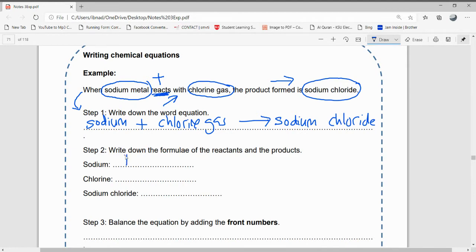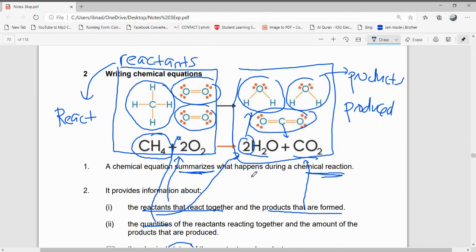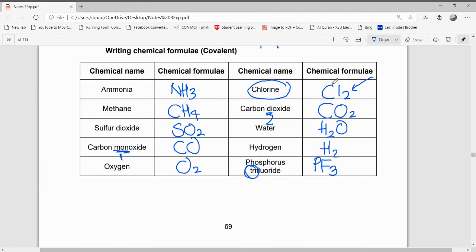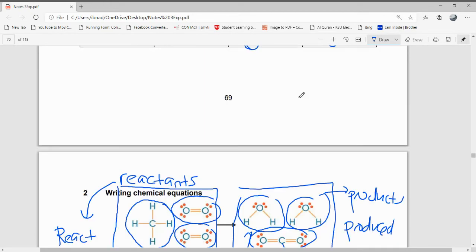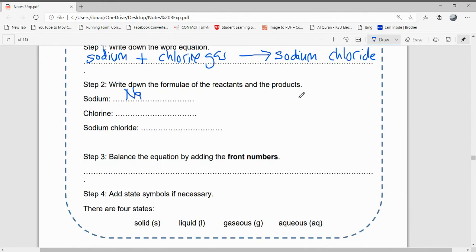Sodium is Na. Check this in the periodic table. Chlorine gas, we have written about the chlorine gas just now. Remember chlorine gas? Chlorine gas is Cl2. This one you must memorize, Cl2. Sodium chloride, you need to work out, as NaCl.